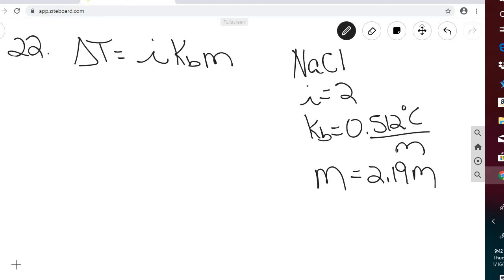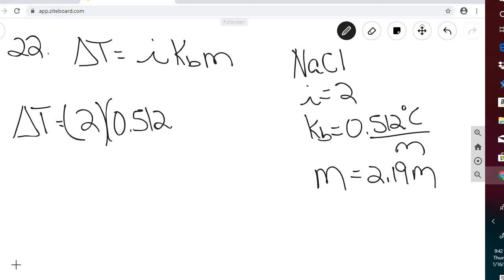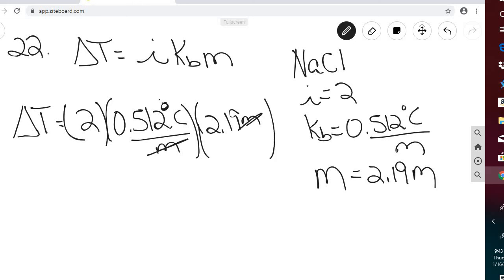Okay, so now we have everything. We just have to plug it into the formula. So delta T, the change in temperature, will be i, which we said was 2, times Kb, which is 0.512 degrees C over m, and then the molality was 2.19 lowercase m. The lowercase m's are going to cancel. You'll be left with degrees C. So delta T is equal to 2.24 degrees C. That's the change in temperature.